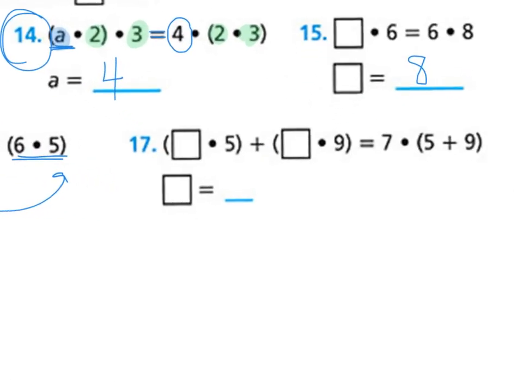17 is the distributive property as well. Can you figure out what the box represents? See if you can figure it out. Pause the video until you've got it. Hopefully you realized that 7 is what the box represents. The 7 was distributed to the 5, 7 times 5, and to the 9, 7 times 9.